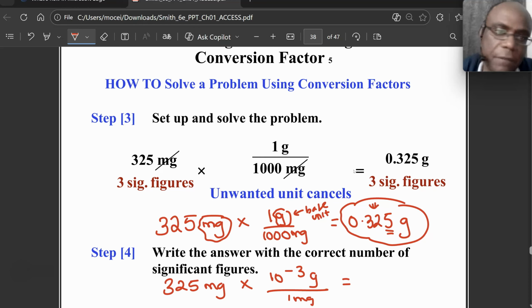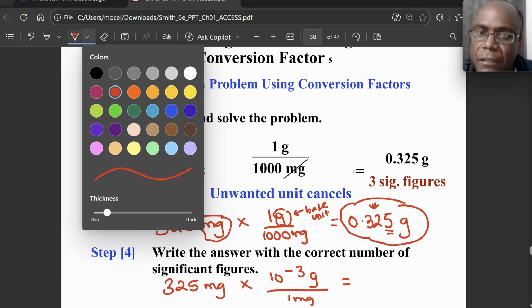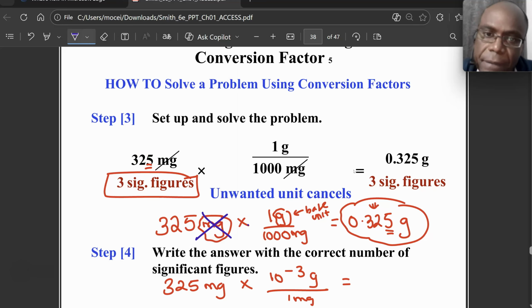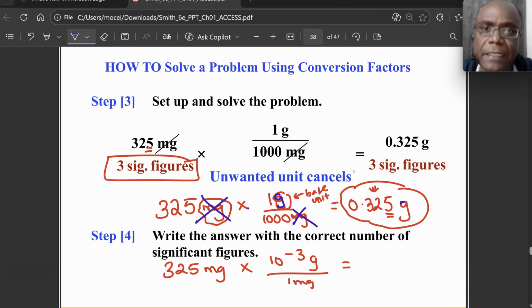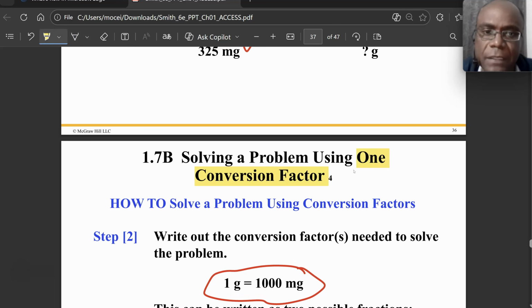Do we keep the 3 sig figs? Yes, because the problem gave us 3 significant figures right there. Our unwanted units, numerator and denominator, must cancel out so that the gram will survive. This is an example of when you would require one conversion factor in your calculation.